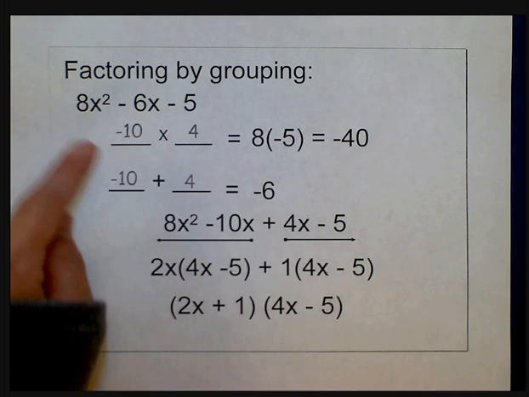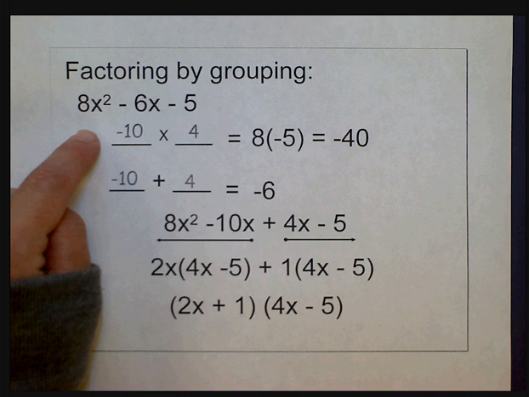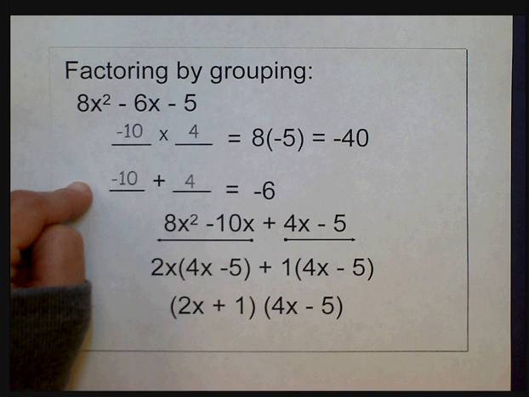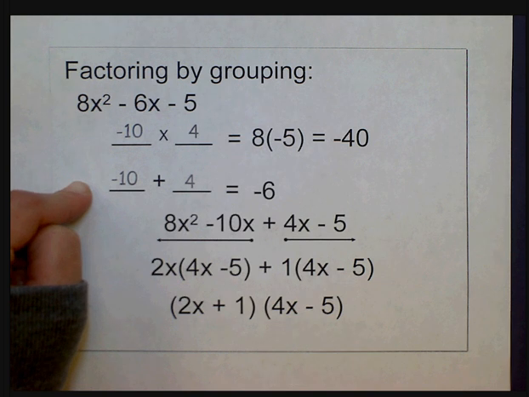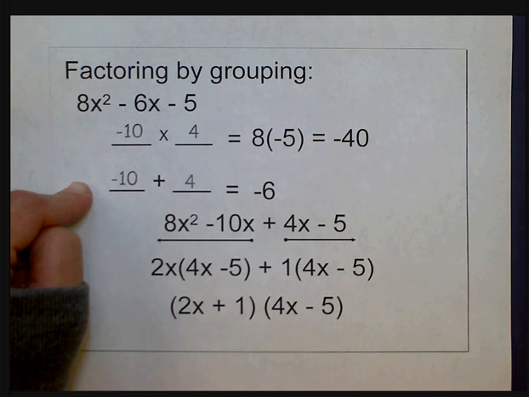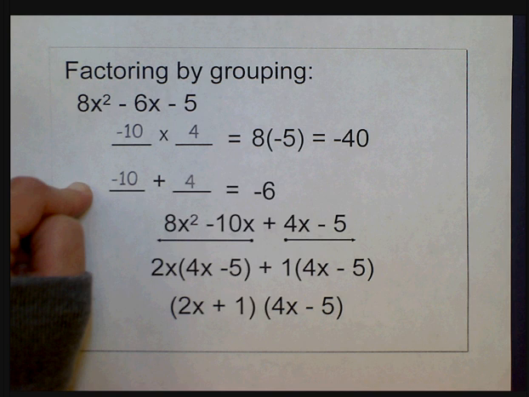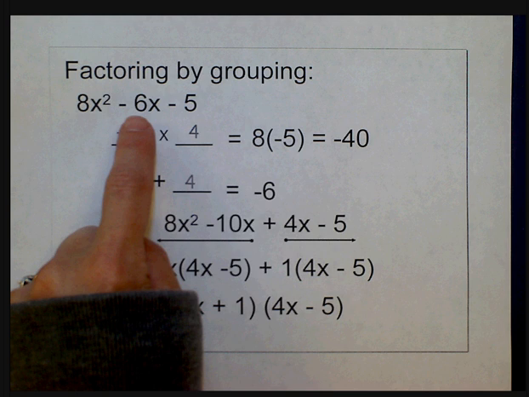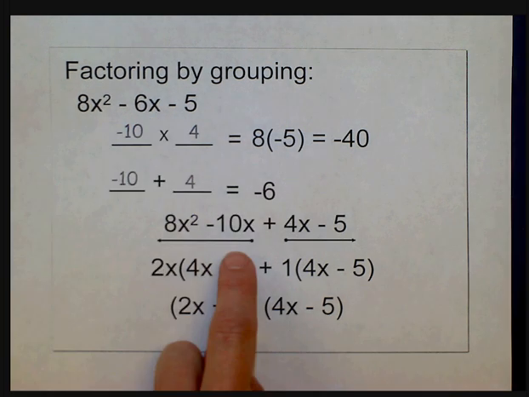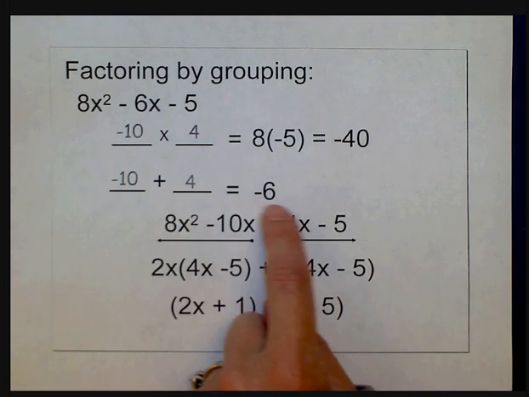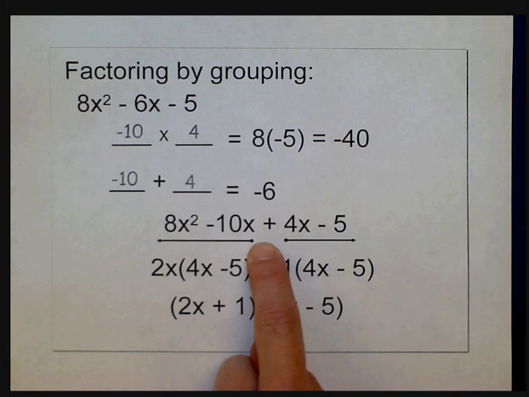Those two numbers happen to be -10 and +4, because -10 times 4 is -40, and -10 plus 4 is -6. Now, here comes the part that's different. Before, those two magic numbers became your factors, but now we're going to use them to find our factors. So we're going to rewrite our original trinomial as a polynomial with 4 terms. We're going to split up the -6x and represent it as -10x plus 4x, because -10x plus 4x is -6x. So we're just writing an equivalent expression and replacing the middle term.